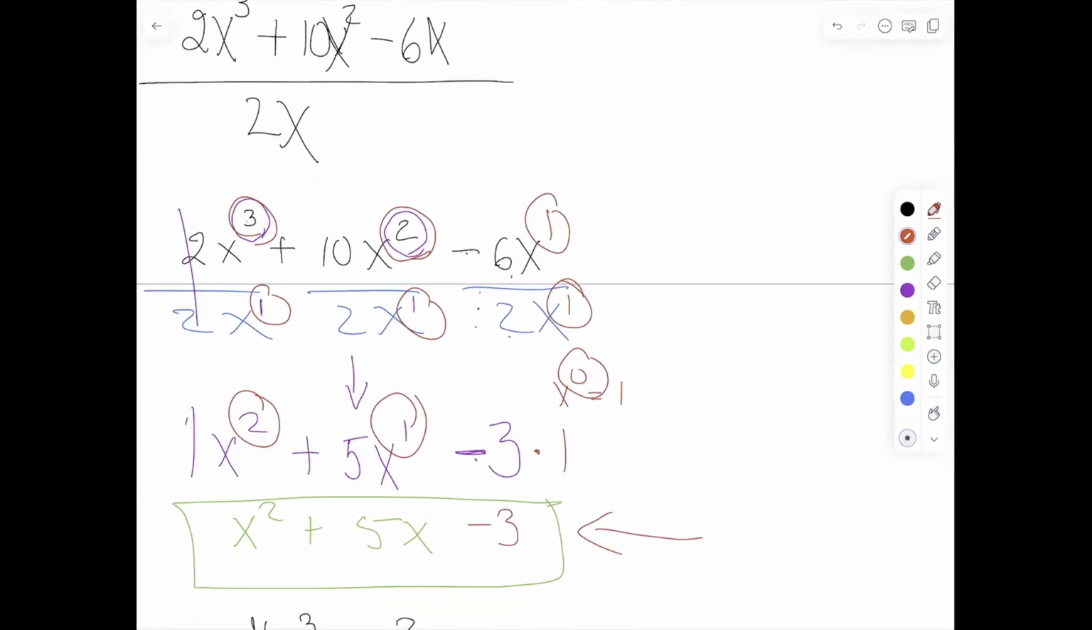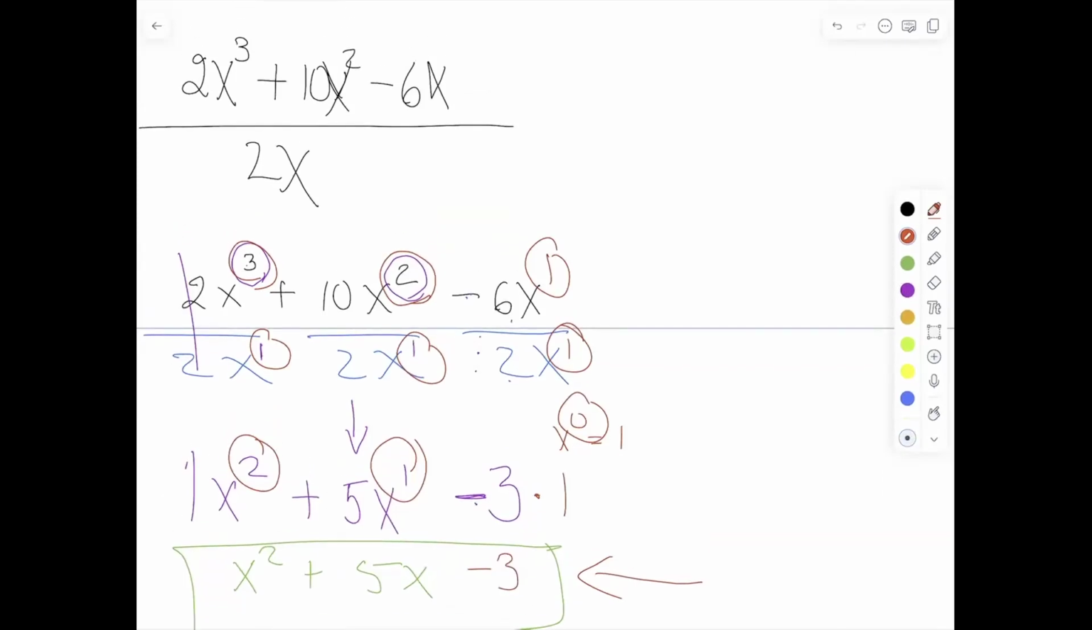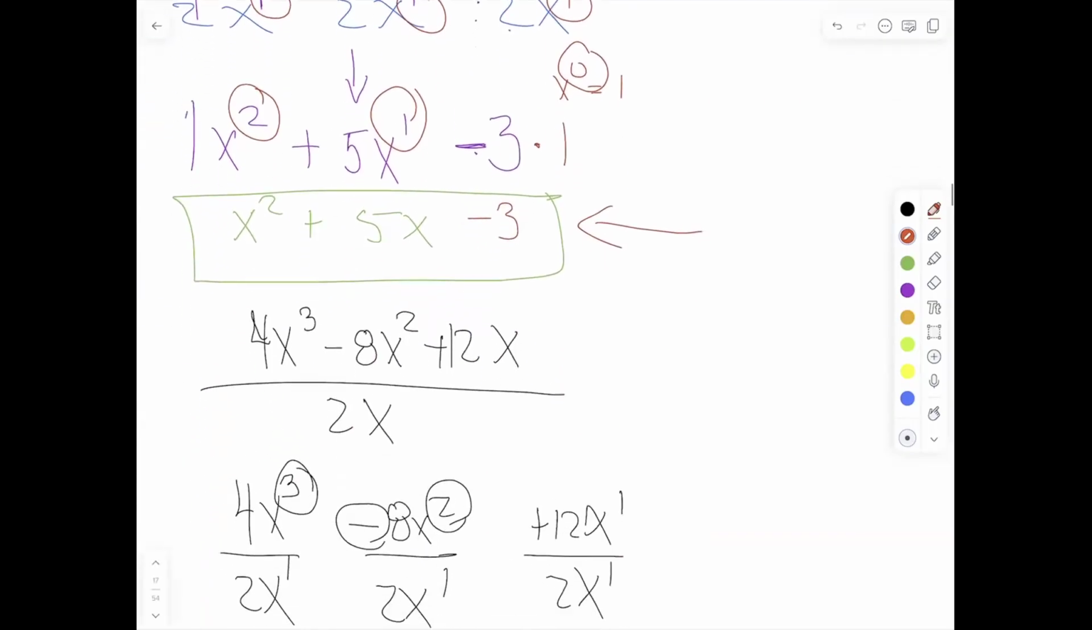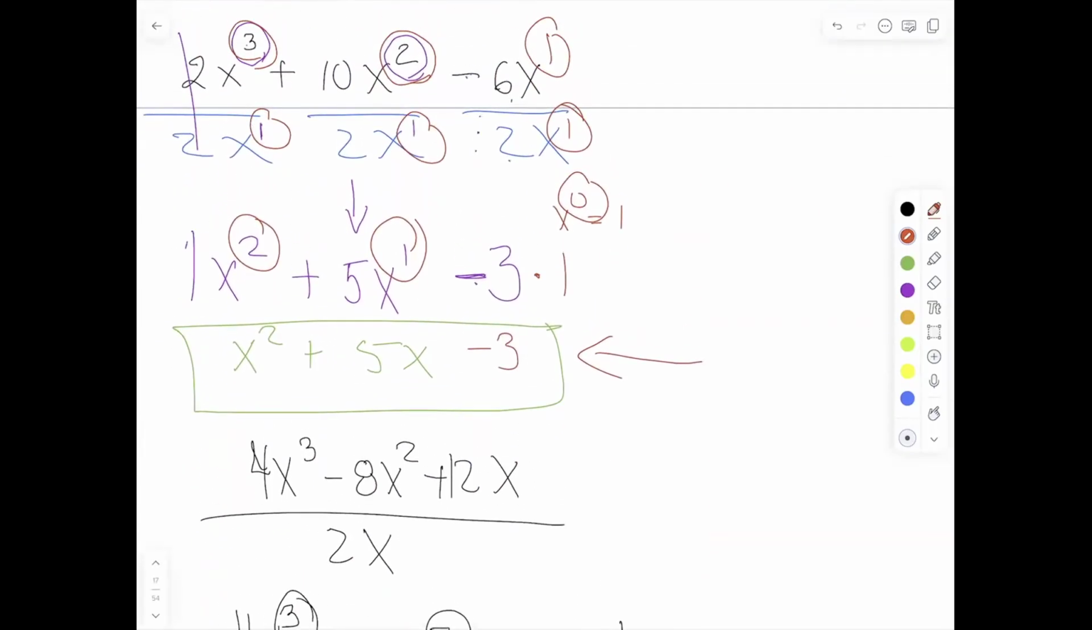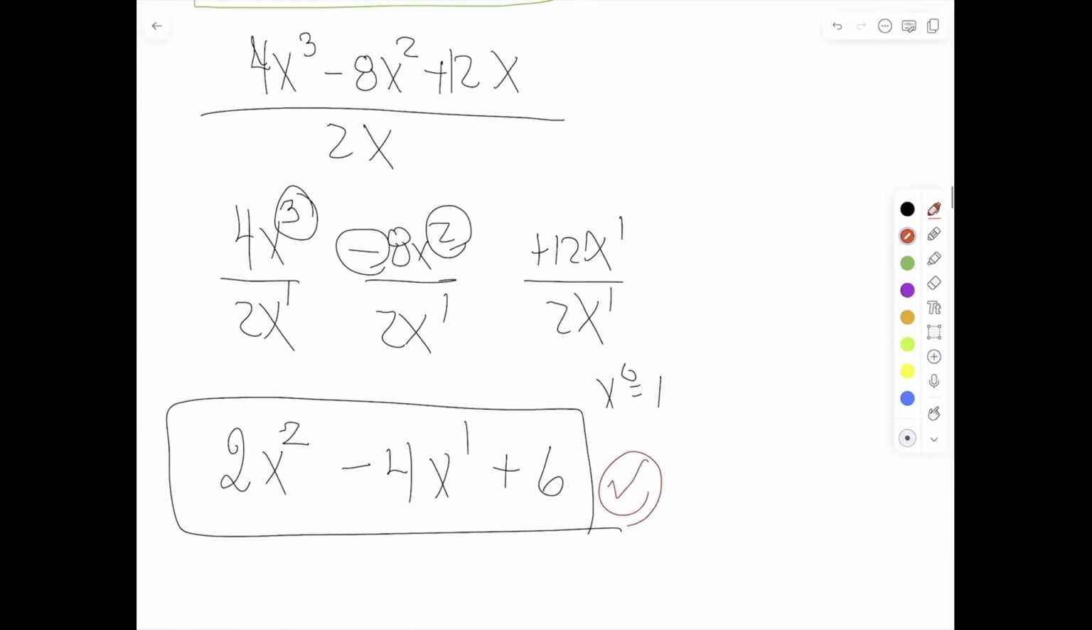All right, so you see this problem here? You're going to see something very similar to that. So here, the denominator is going to get distributed with all of those monomials in the numerator. And when you simplify, you're going to get an answer like this, right? X squared plus 5x minus 3. Or here's another example: 4x to the third minus 8x squared plus 12x divided by 2x. So these are real life examples from the exam. That's very important.